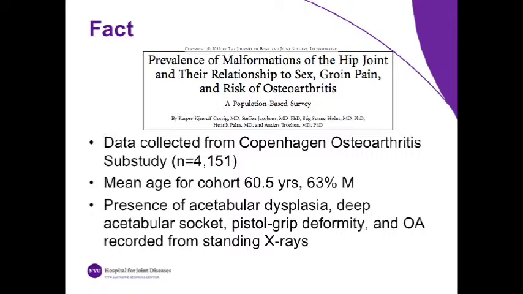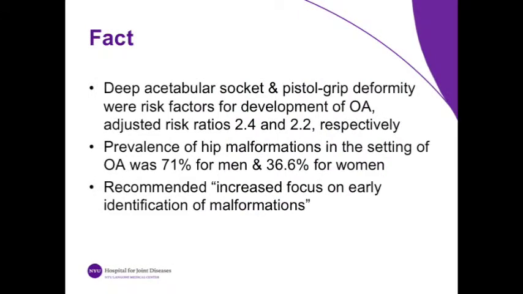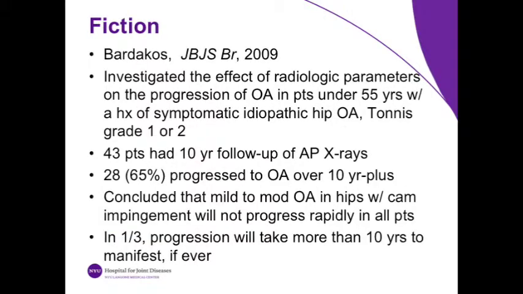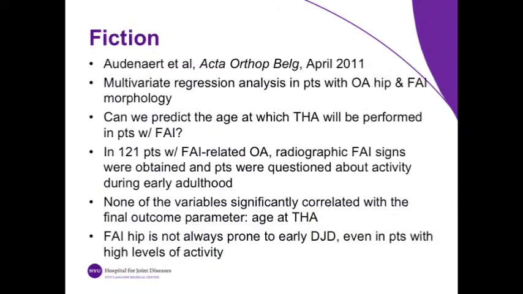This data collected from Copenhagen for over 4,000 patients looked at the presence of acetabular and femoral deformity, and they found there was a high risk ratio for an acetabular socket that was deep and CAM impingement leading to eventual arthritis. This study found that 65% of follow-up patients with FAI developed arthritis in 10 years.